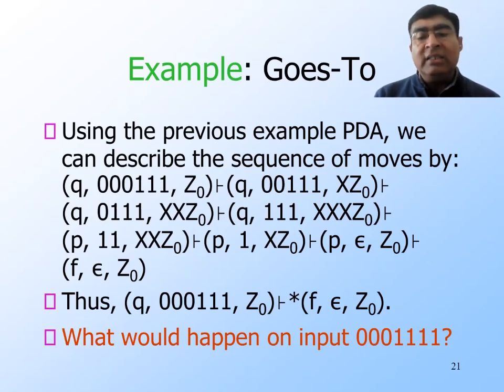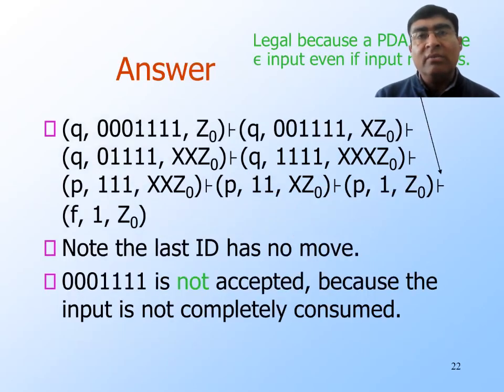We can check the next language again. In this language there are 3 zeros and 4 ones. Will this be accepted or not? You can check very easily. At last there will be more than one symbol, Z0 and one X, remaining in the stack. So we can say it will not be accepted by this PDA.